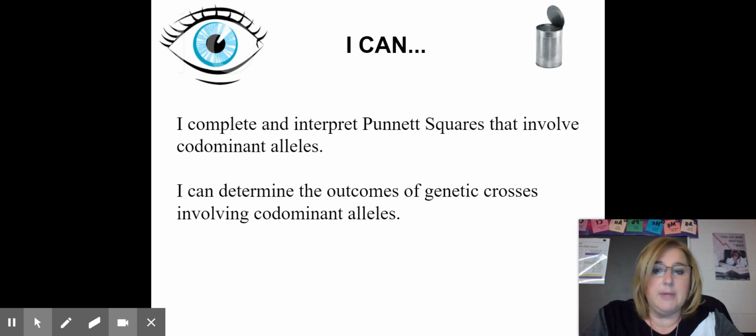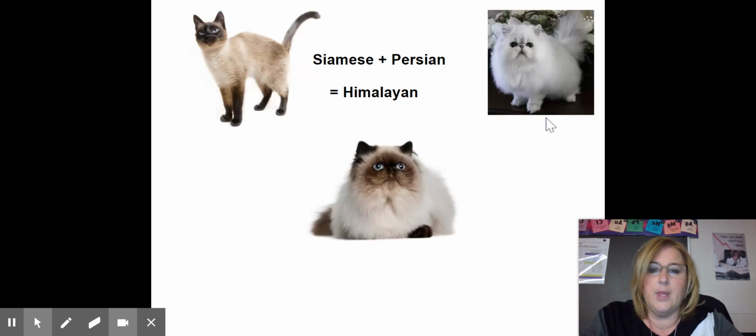Our I can statements. I can complete and interpret Punnett squares that involve codominant alleles. So we're going to do Punnett squares when we have a codominant trait. And I can determine the outcomes of a genetic cross involving codominant alleles. So once you make the Punnett square, you can also determine the outcomes and the probabilities.